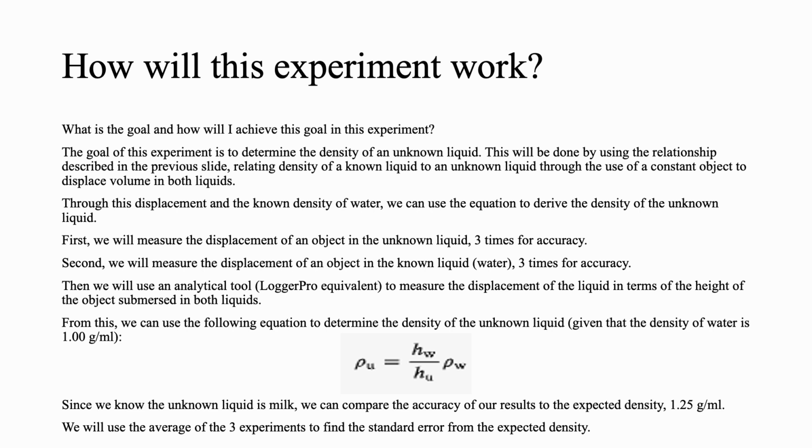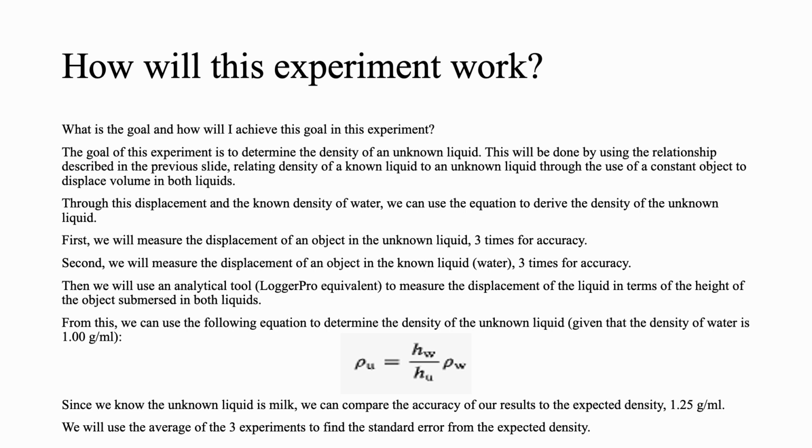How will this experiment work? What is the goal and how will I achieve this goal in this experiment? The goal of this experiment is to determine the density of an unknown liquid. This will be done by using the relationship described in the previous slide, relating density of a known liquid to an unknown liquid, through the use of a constant object to displace volume in both liquids. Through this displacement and the known density of water, we can use the equation to derive the density of the unknown liquid.